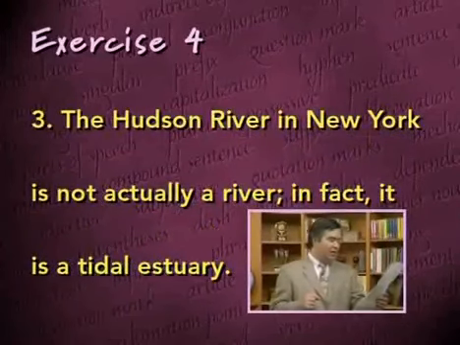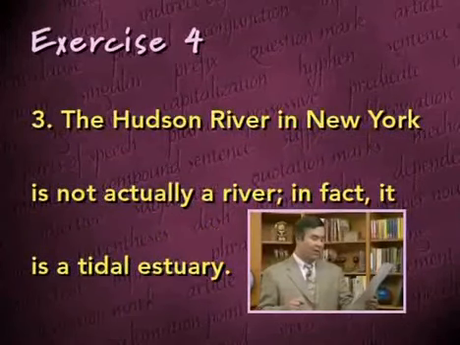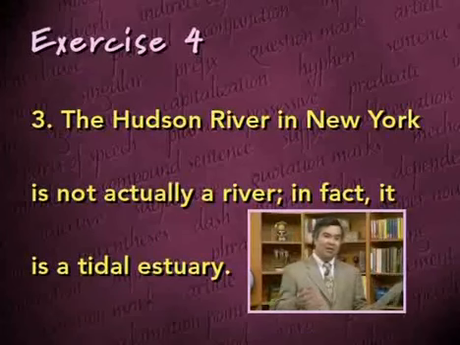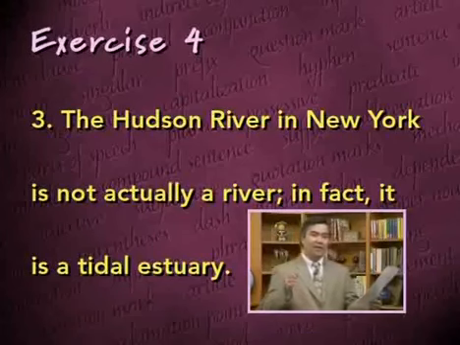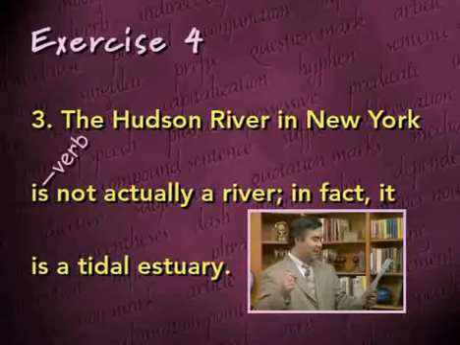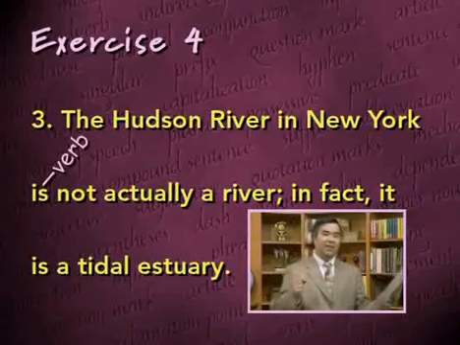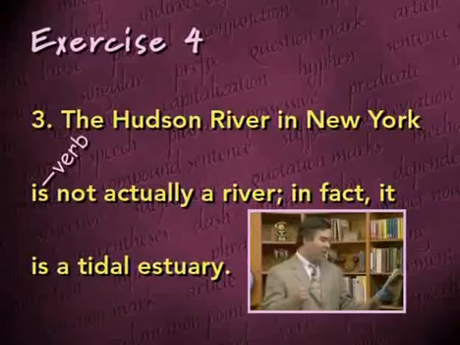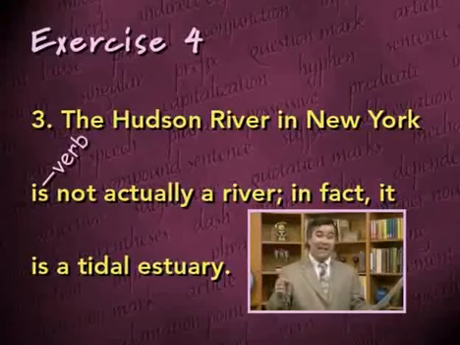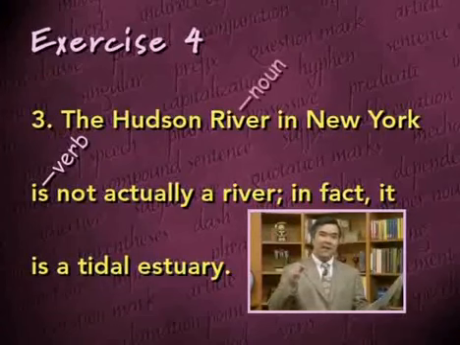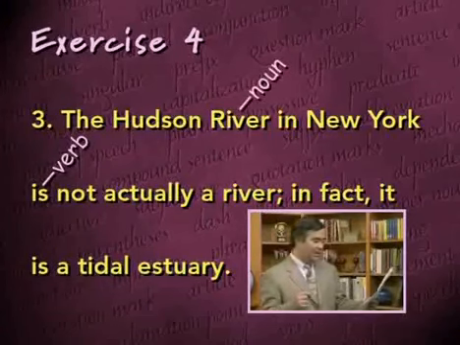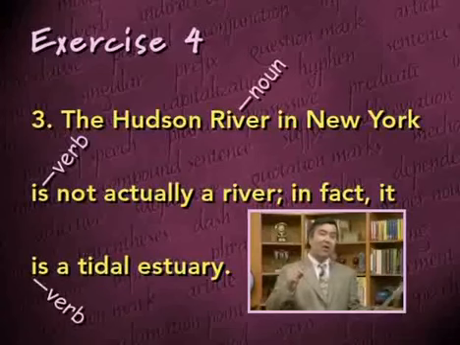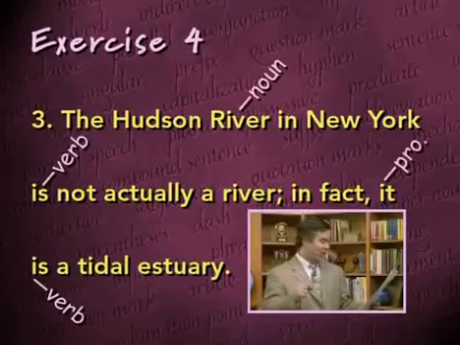The Hudson River in New York is not actually a river. In fact, it is a tidal estuary. Two verbs in this sentence. The first one is, and the subject is river. The entire first clause is talking about what the Hudson River is. So river is the noun, which is the subject of the verb is. The second verb is also is in the second clause, and the pronoun it is its subject.